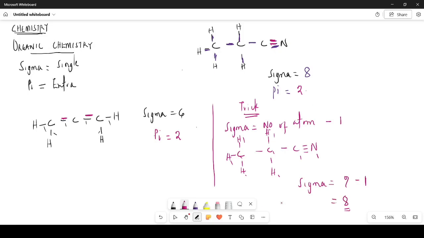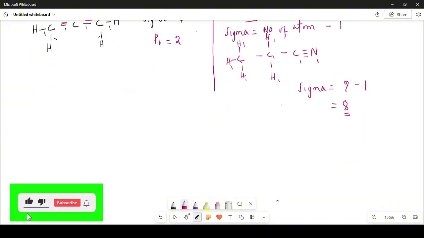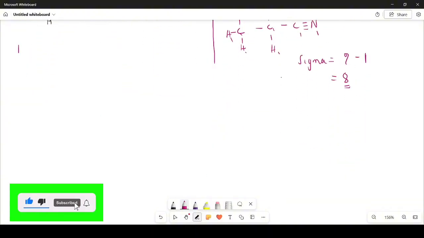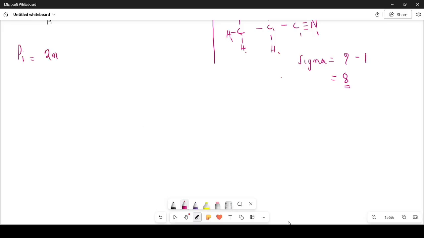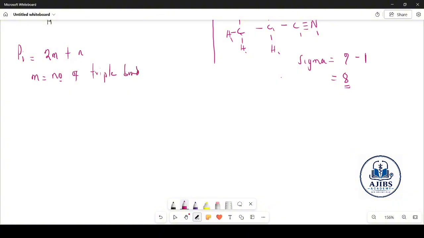Now, how about for pi bond? The mathematical expression you can use for pi bond goes like this. For pi bond, all you need to do is 2m plus n. That is it. 2m plus n. Where m, what does it represent? It represents the number of triple bonds. And then the n, what does it represent? It represents the number of double bonds.